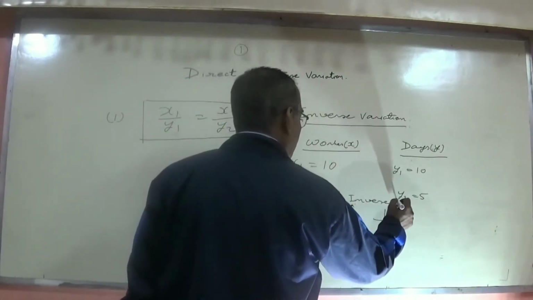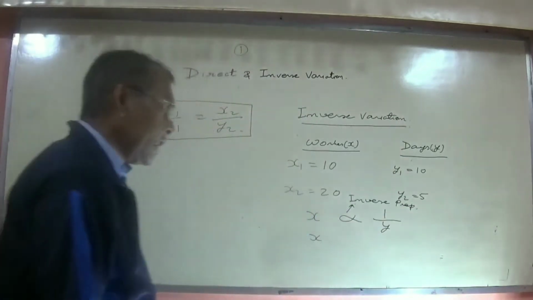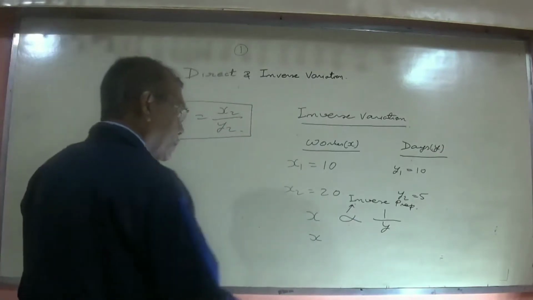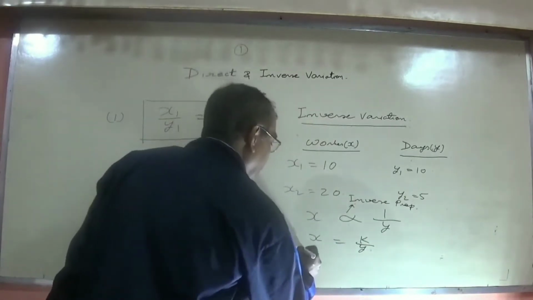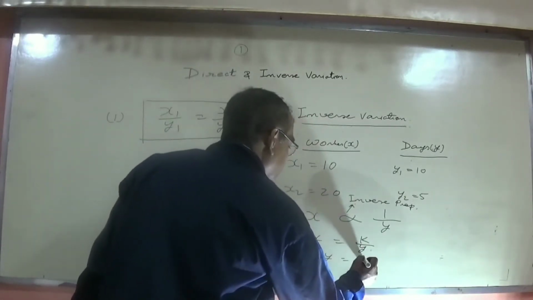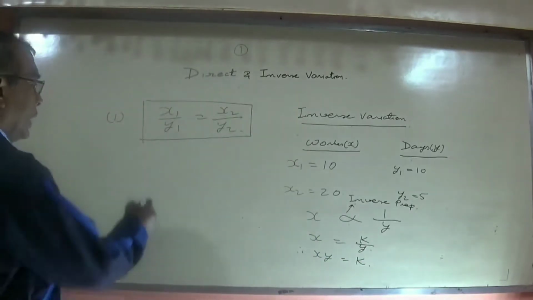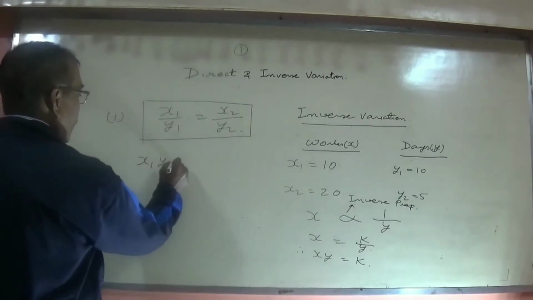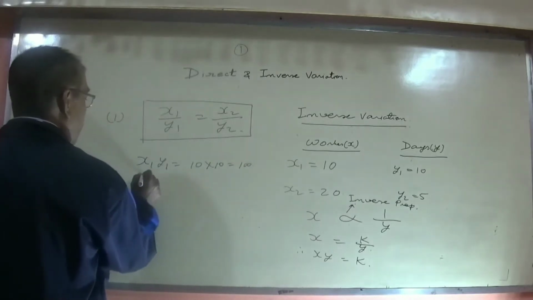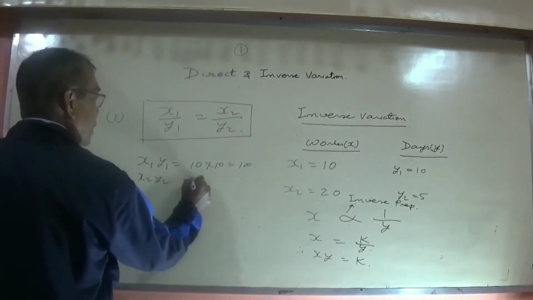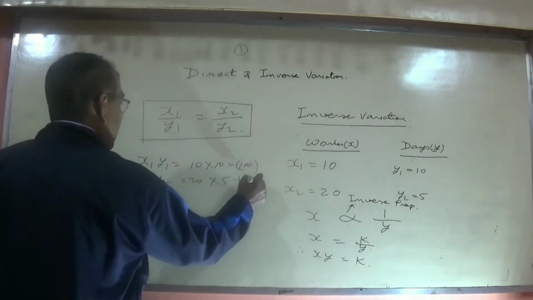To remove this proportion sign, as we did in the previous case, you have to multiply by a constant k. Then x into y will always be equal to k. Let us verify that. For x1, y1, how much is it coming? 10 into 10, which is equal to 100. And for x2, y2, how much is it coming? 20 into 5, which is again 100. This is that constant.